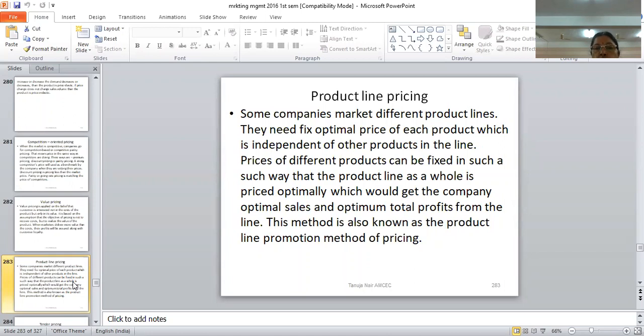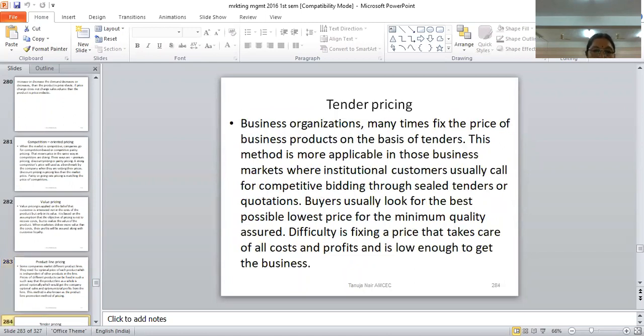So this is known as the product line method of pricing. Then next one, you have tender pricing. This is for business companies who are selling to business customers. They fix the price for their business products on the basis of tenders. So they will ask their business customers to bid, to do competitive bidding for the business product.